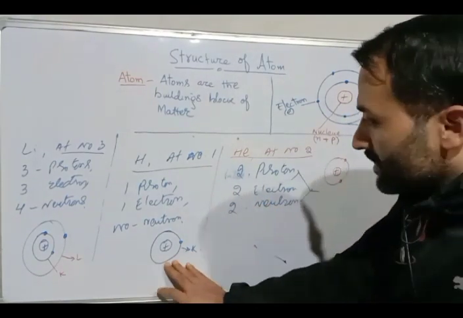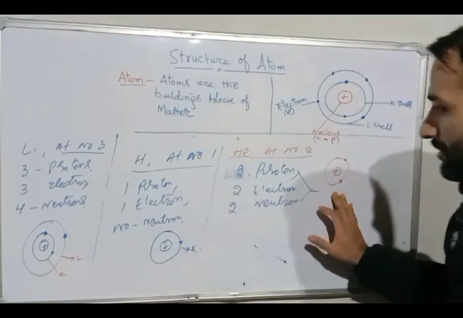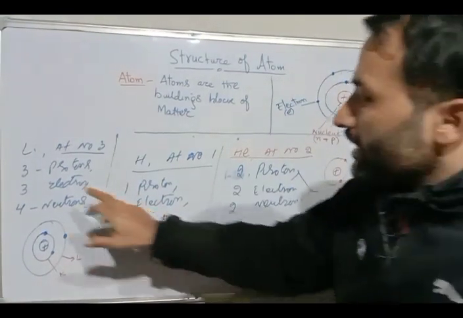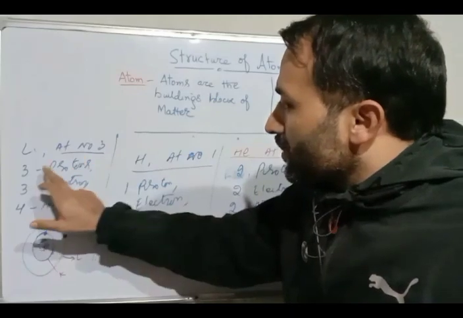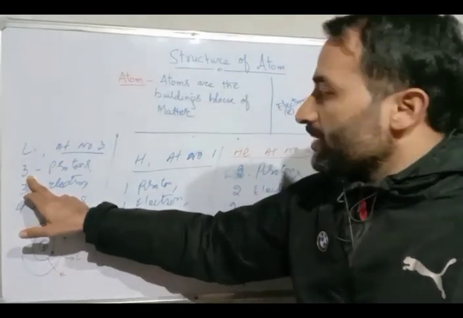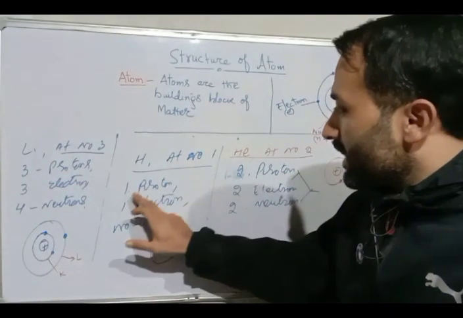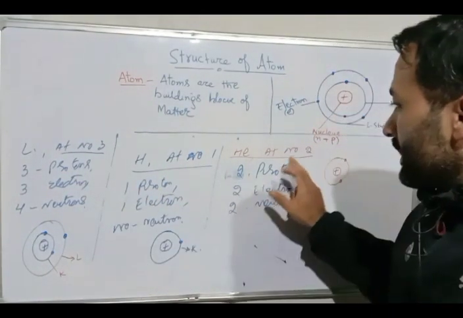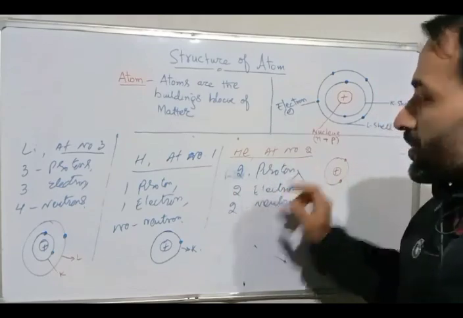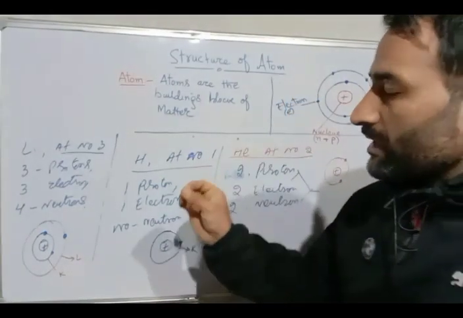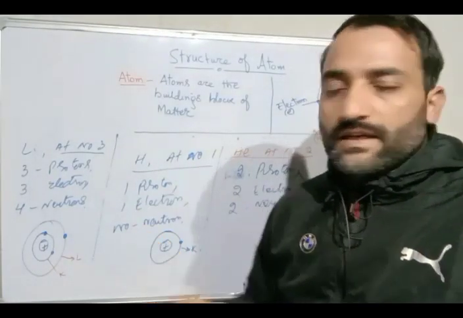From these 3 diagrams, hydrogen, helium and lithium, you can easily find out that the atomic number is the same as the number of protons. It is 3 in case of lithium, 1 in case of hydrogen, and 2 in case of helium. So we can conclude that the atomic number is given by the number of protons present in the nucleus.